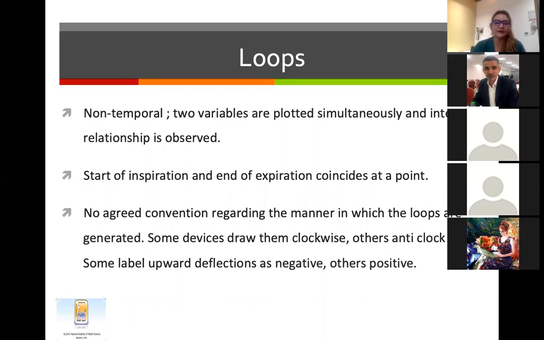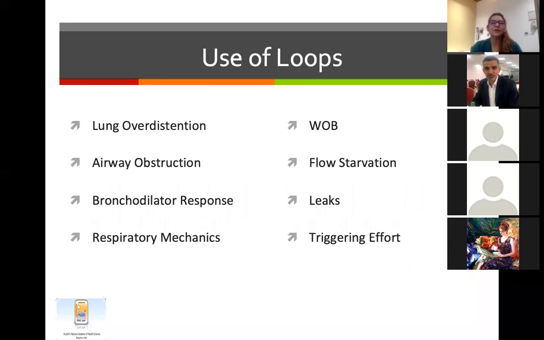Most of us have the upper deflection as positive and the lower as negative, but it may be the opposite. So that is to be seen. And what is the use of these loops? We can look at the lung getting over-distended. We can know about airway obstruction. When we have given a bronchodilator, we can know the response. We can know the respiratory mechanics, the work of breathing, flow starvation, the leak, and the triggering effort. So everything you want, you can see in these loops.